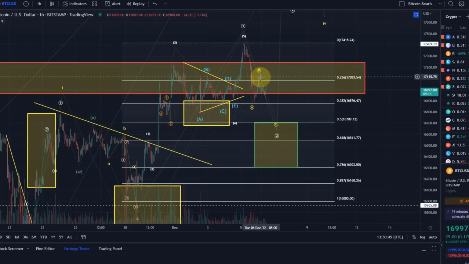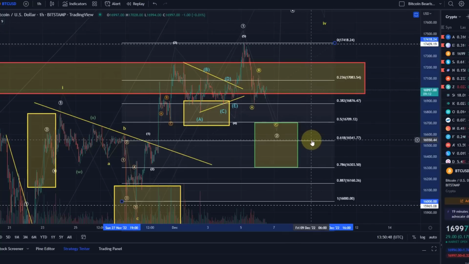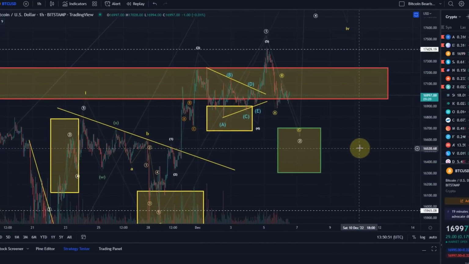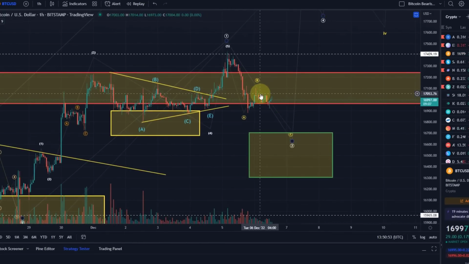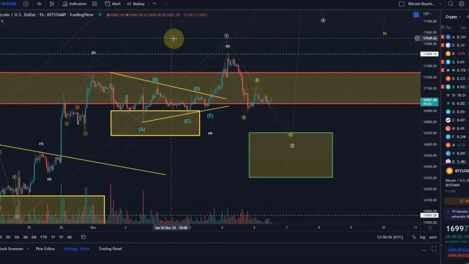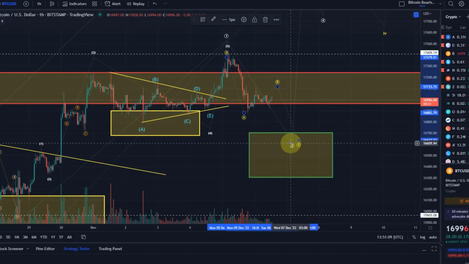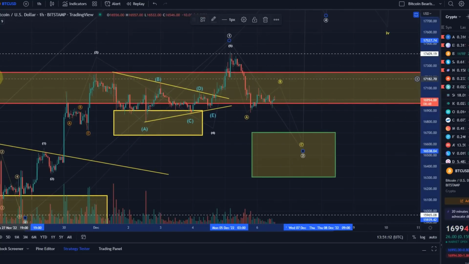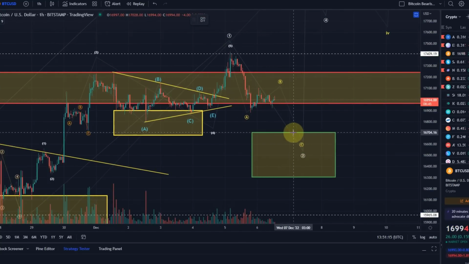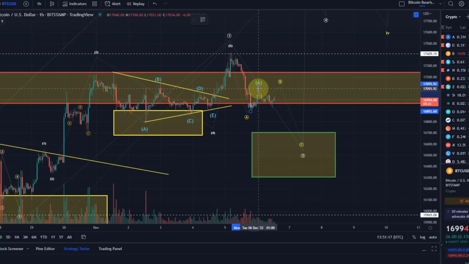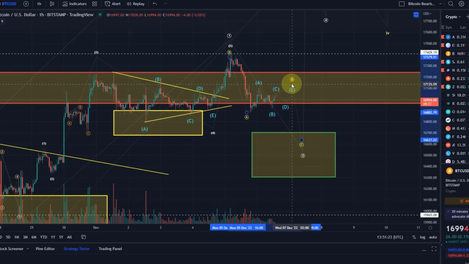The question is now, is this wave B already in or not? And it might be, but we have again the situation that we haven't really got an impulse to the upside and we haven't really got an impulse to the downside. So both are corrective. What does that mean? That would suggest that wave B is still unfolding, and that it is still unfolding as a triangle, because a triangle consists of 5 corrective waves: wave A, B, C, D, and E. That is certainly what could be unfolding here.